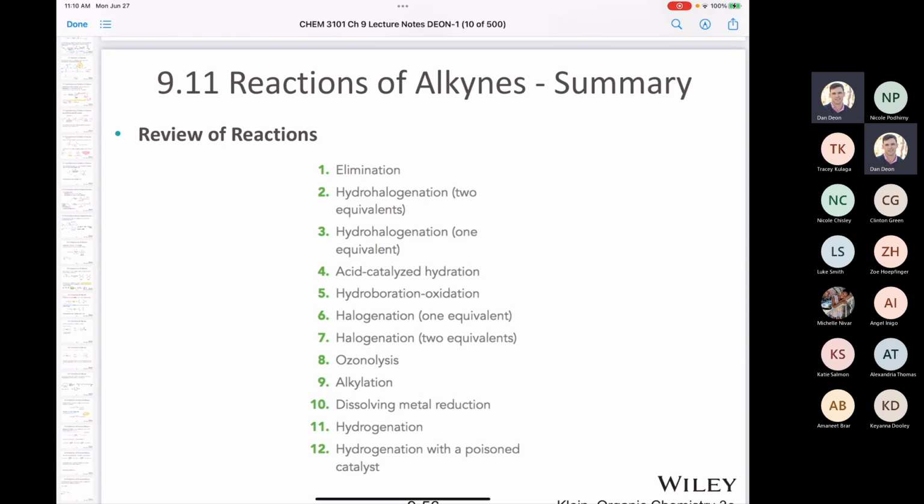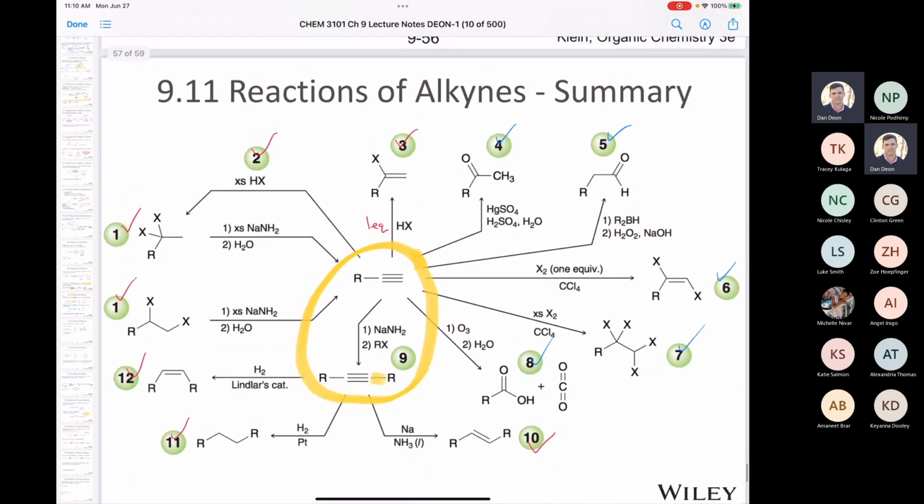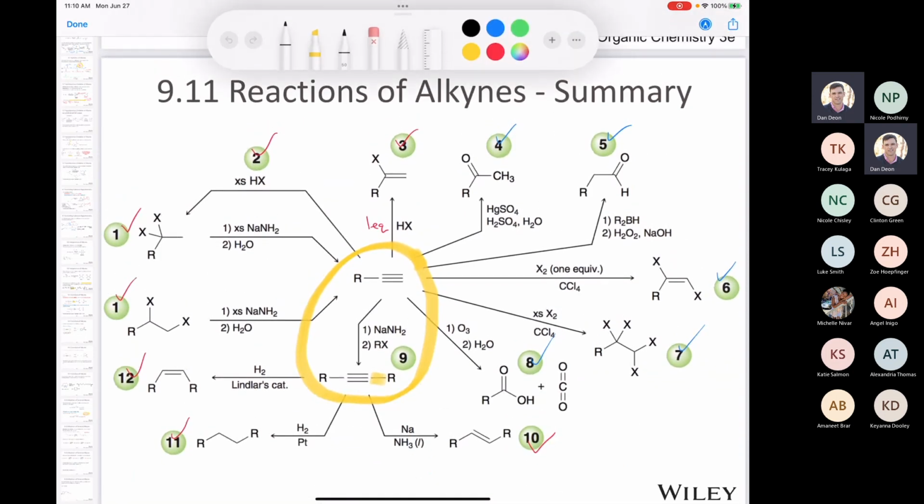But let's face it, what we really want to look at are the summary of reactions where we can actually see some structure. So we have all these structures here. And let's just take a quick overview of everything that we looked at. Let's start with reaction number 1. That was the elimination of a geminal dihalide, so double elimination followed by deprotonation. And then we added water as a proton source to make a terminal alkyne. We said you can do the exact same thing with a vicinal dihalide.